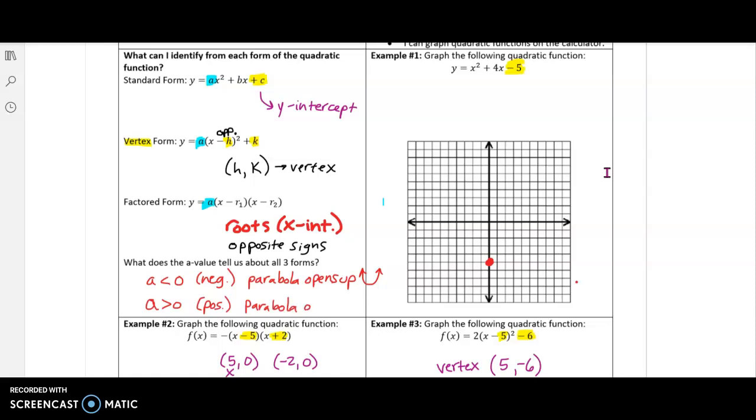Oh, sorry. Small error, going back. This should be opens down. If it's negative, it opens down. Silly me. Opens down, and it would look like this. You may want to erase.